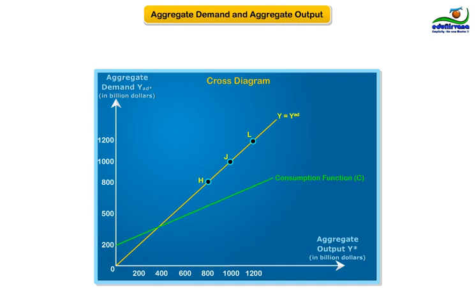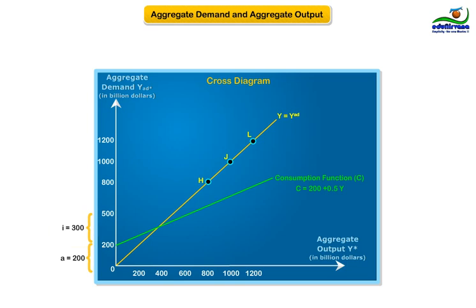The consumption function with A equal to 200 and MPC equal to 0.5 that we have read earlier can be written as C is equal to 200 plus 0.5Y. Given that planned investment spending is $300 billion.